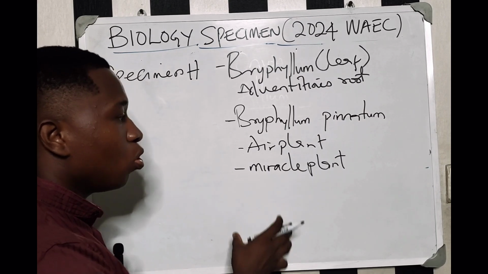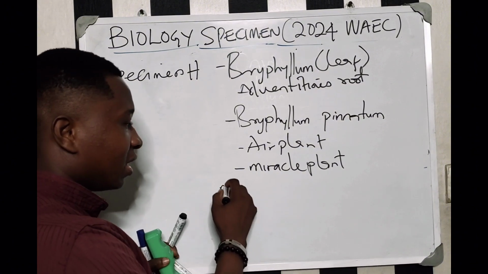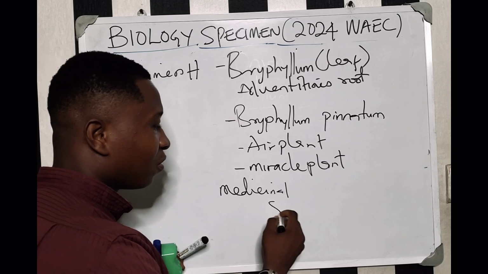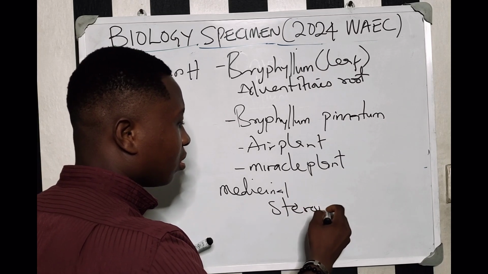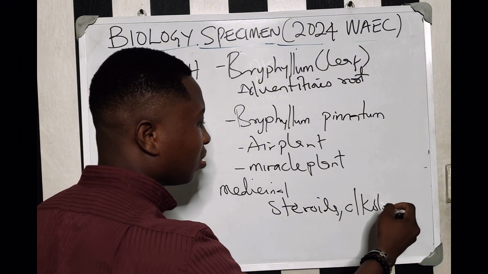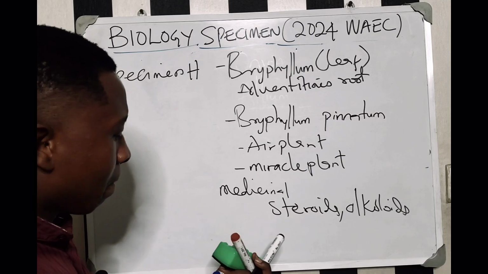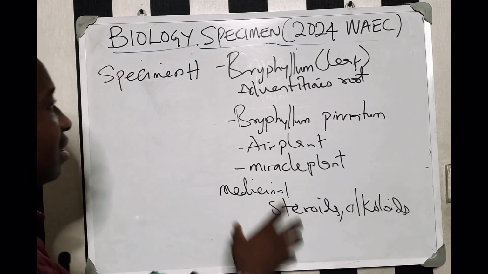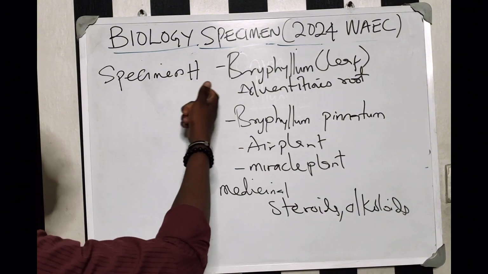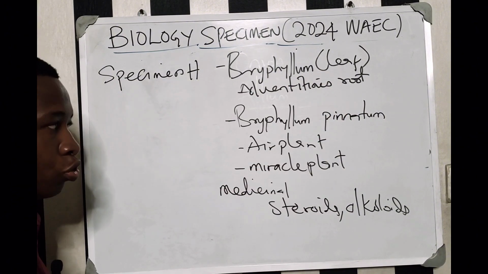Okay, and it is known for its medicinal purpose. It is very, very medicinal. It contains a high level of steroid and alkaloid. So that's what you should know about specimen H, which is the leaf of Bryophyllum with adventitious roots.